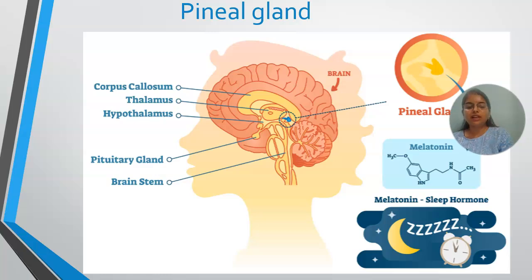Then we have pineal gland, which is a pea-sized gland located in the brain, and it is also known as the sleep hormone gland. It regulates the sleep-wake cycle of the body. It releases a hormone which is known as melatonin.